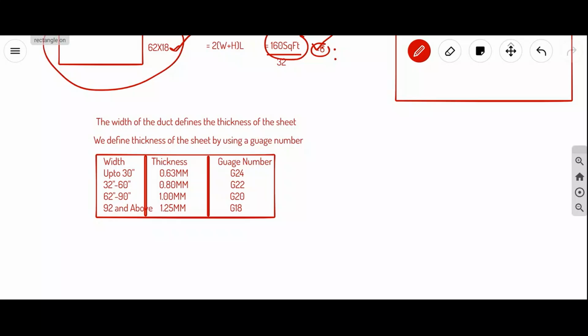Any factory you know, sir? In Hyderabad also we have 3 to 4 factories here, for ducts. Any particular factory you suggest, sir? I don't know. If you want, I'll find and give the details. Okay, sir, if possible, please share the details. Duct manufacturers in Hyderabad: there is one in Jeedimetla.